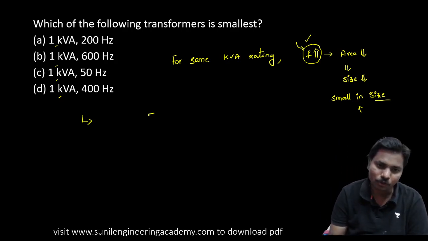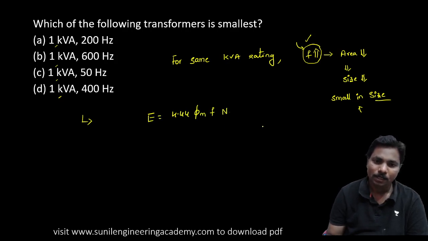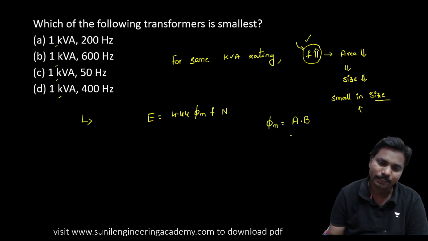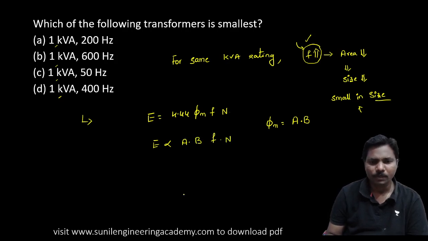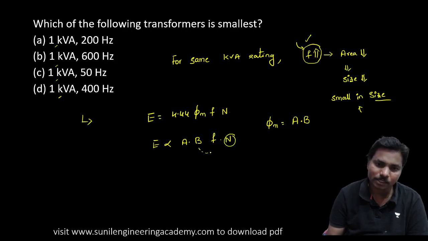Whenever the frequency is higher, we can design with less area. Why? Because we know the EMF equation is 4.44 phi max f N. We know flux is equal to the product of area and flux density. So EMF is proportional to A, B, and frequency into N. Let us take N as a constant, and flux density also as a constant. Then EMF is proportional to A into f.